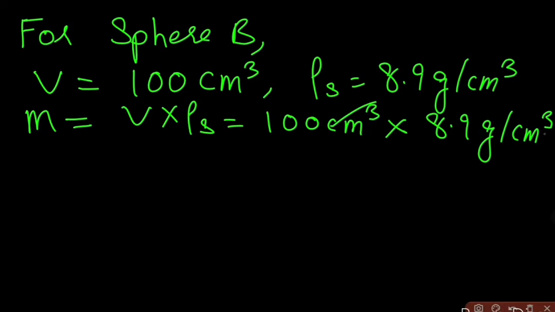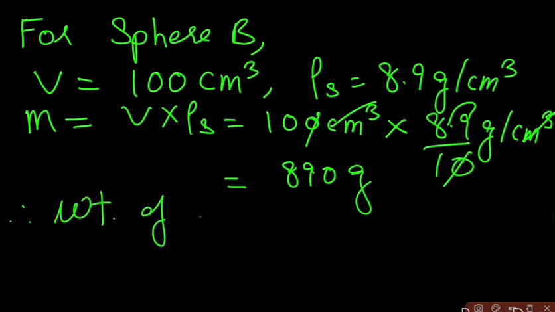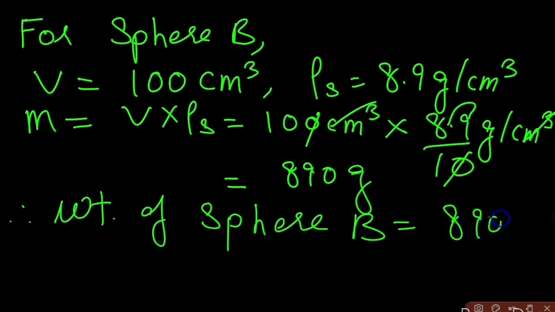Now this centimeter cube gets cancelled. So we can remove the decimal point, 0 gets cancelled, so we shall get 890 gram, it's not kg, 890 gram. So the weight of sphere B shall be equal to 890 gram force.